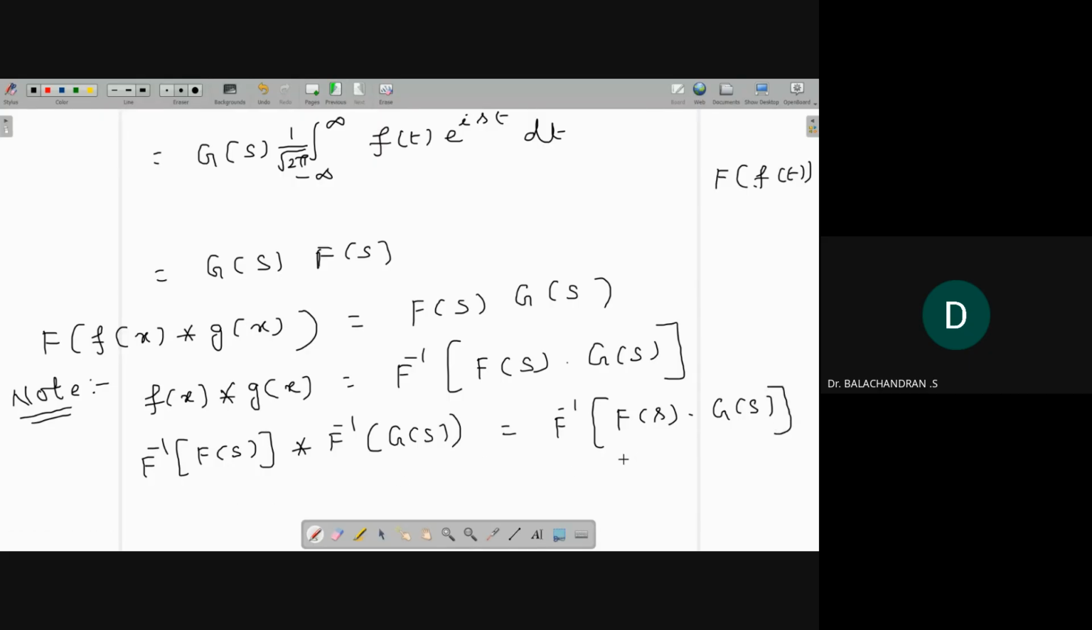So this is another result. Okay, so it is better to write this expression on the left side. That is F inverse of F of s into G of s, which is equal to, writing this expression on the right hand side, F inverse of F of s convolution F inverse of G of s. Okay, so the note is over.